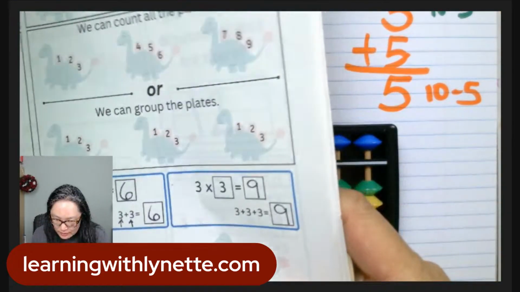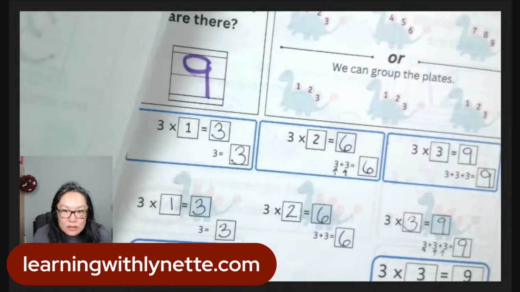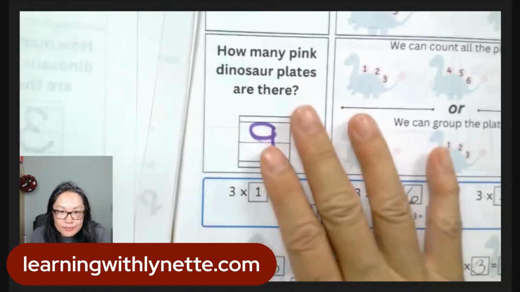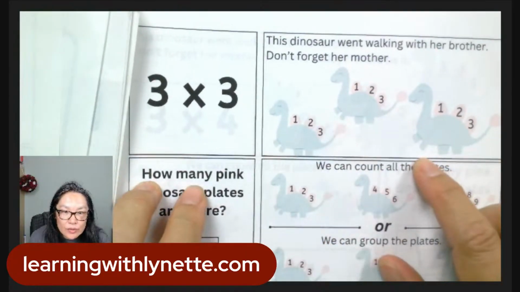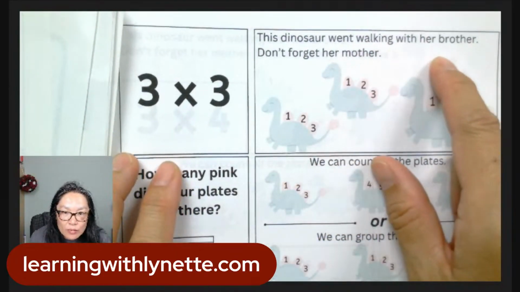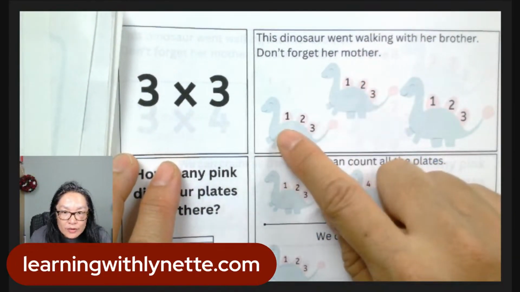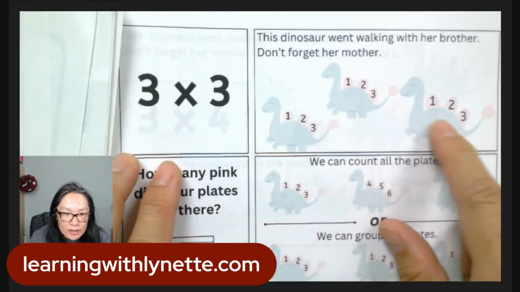Okay, so here's another thing. I don't know if you want to take a look at this. It's a little much, right? But this is the 3 times table. So here's my 3 times table. I have 3 dinosaurs. The dinosaur is walking her brother, and don't forget the mother. There are 3 plates on each dinosaur, right?